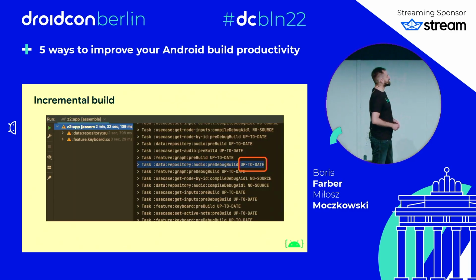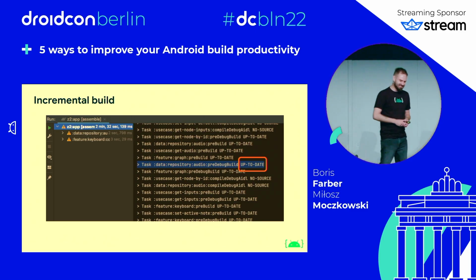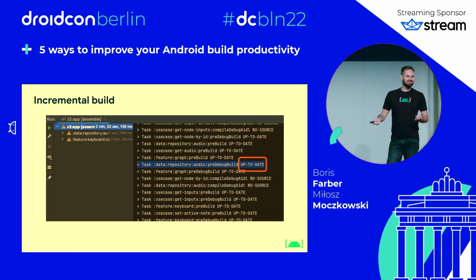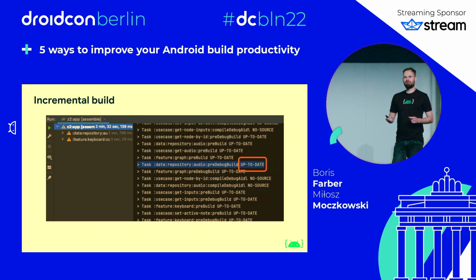Perhaps you've seen something like that. Did you? I do. The up-to-date notice next to the task name means that its execution was skipped. This is a result of the incremental build feature, and it's Gradle's way of avoiding work that has already been done.